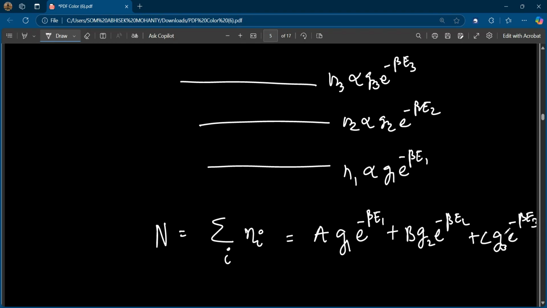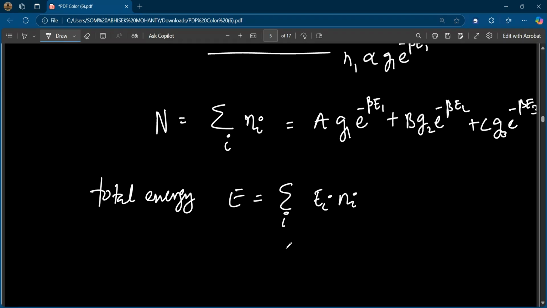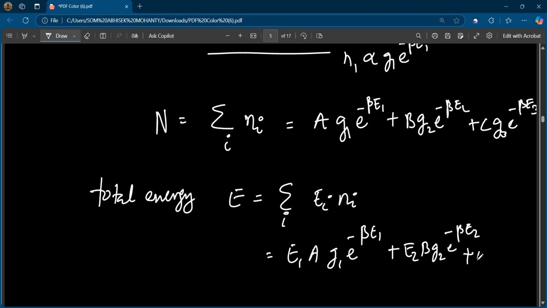The total energy will be, if you see, the summation over i of Ei Ni. So the total energy will be E1 A G1 e to the power minus beta E1 plus E2 B G2 e to the power minus beta E2 plus E3 C G3 e to the power minus beta E3. So this is your total energy.